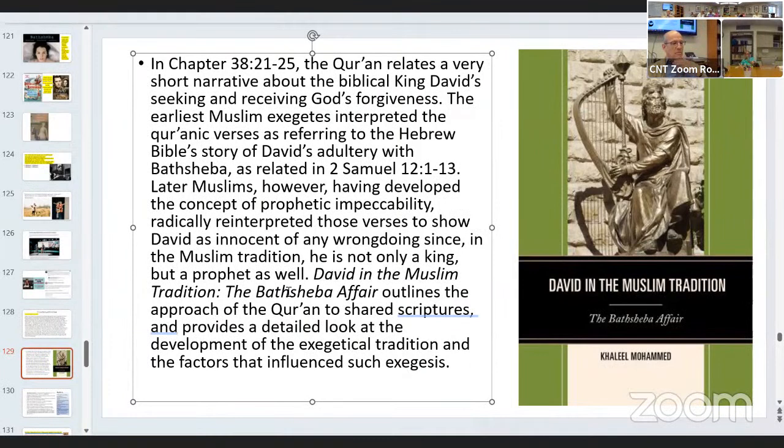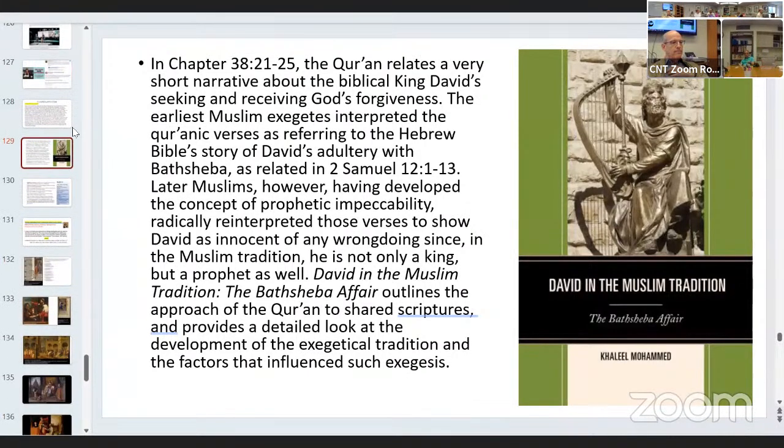So this book outlines the approach of the Quran to shared scriptures and provides a detailed look at the development of the exegetical tradition and the factors that influence such exegesis. That's interesting. To me, that suggests that the general population would have been aware of the story of David and Bathsheba, sort of taking that as a given. But not if you only read the Quran. If you only read the Quran, which you're supposed to, if you're a good Muslim. I'm saying there may have been just a general knowledge of that story in the popular culture.